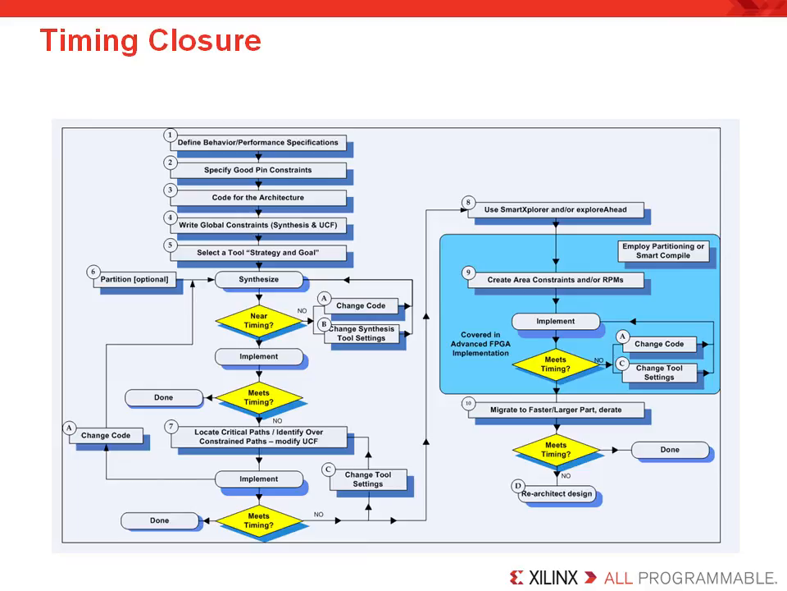The first yellow triangle you see here is guiding you to review your synthesis tool's timing estimates, and hopefully this will give you confidence that you can meet your system timing goals. If you are way off, then we recommend changing your code or at least changing your synthesis tool settings to hopefully generate a more useful netlist.